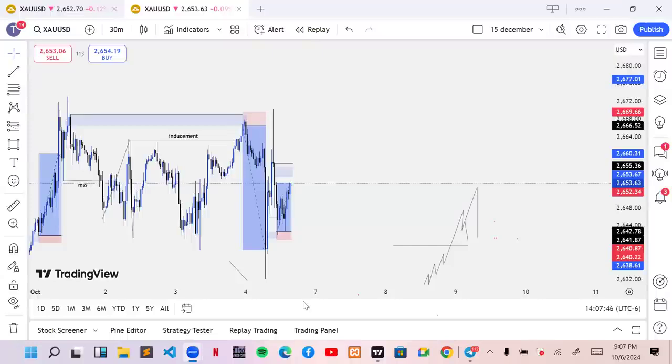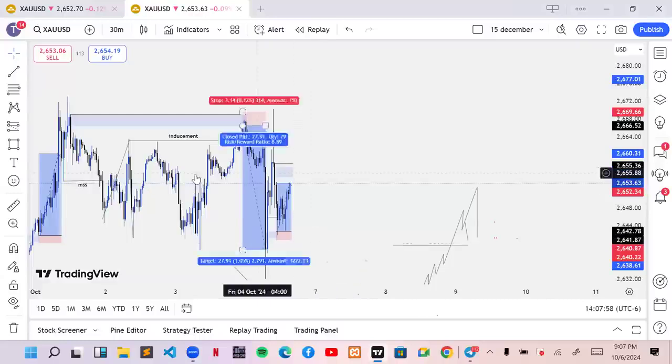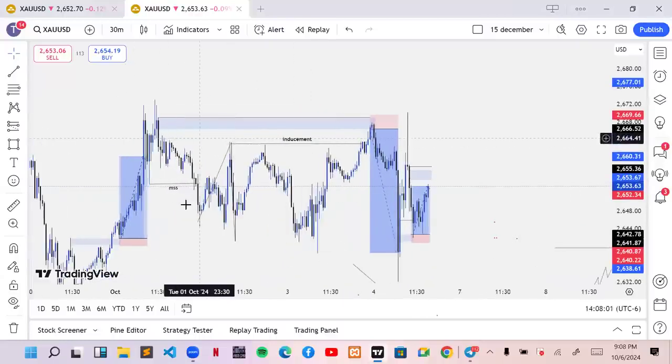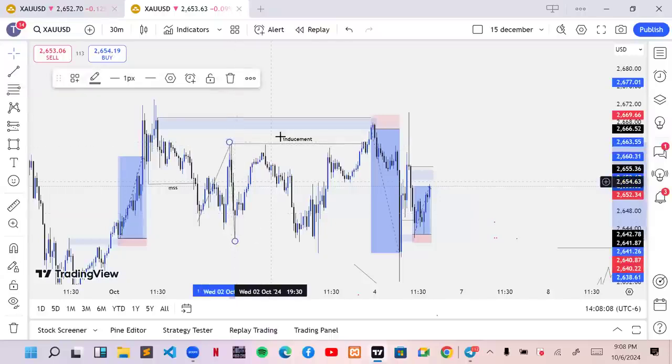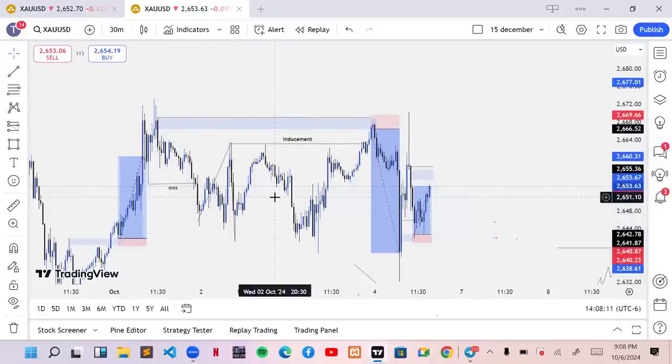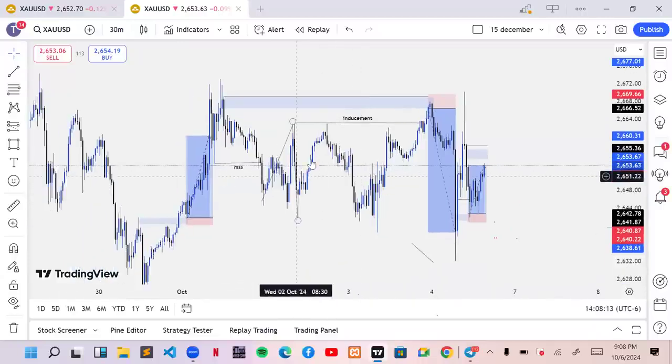Just know that your inducement is your first pullback after a market structure shift. Mark it as long as the inducement does not touch your point of interest. That is it. My last trade, this gold was a market structure shift, so this was where structure was shifted. This is the pullback. Then this is my order block. So it's just as simple as that. Market shifted structure to the downside, made a pullback. That's my inducement. Then I marked out my order block.